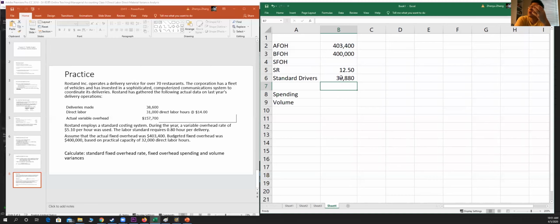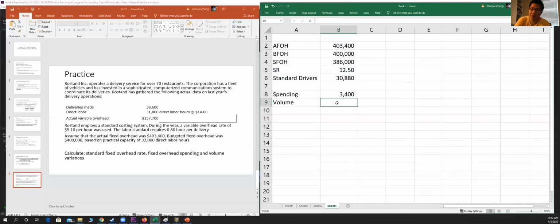So the total hours supposed to be used based on the actual deliveries made, the total fixed cost based on the actual deliveries made, should be standard rate multiplied with standard hours, which gives you 386,000. So we have spending variance and volume variance here. And what is spending variance? Quite straightforward. Difference between actual fixed overhead and budget fixed overhead. It's 3,400. It's positive, so it's unfavorable.